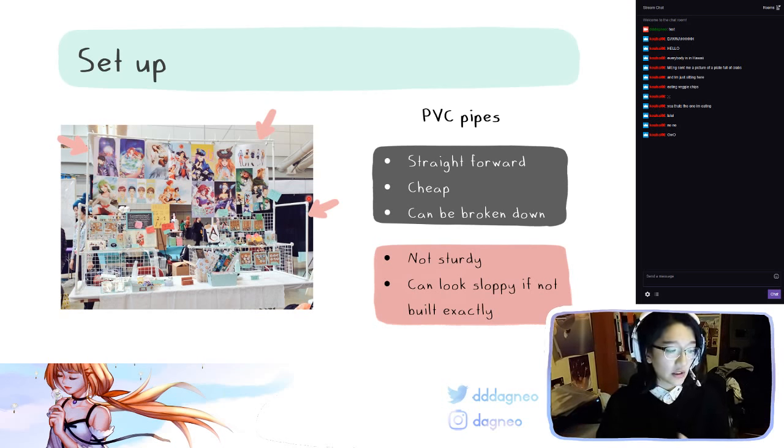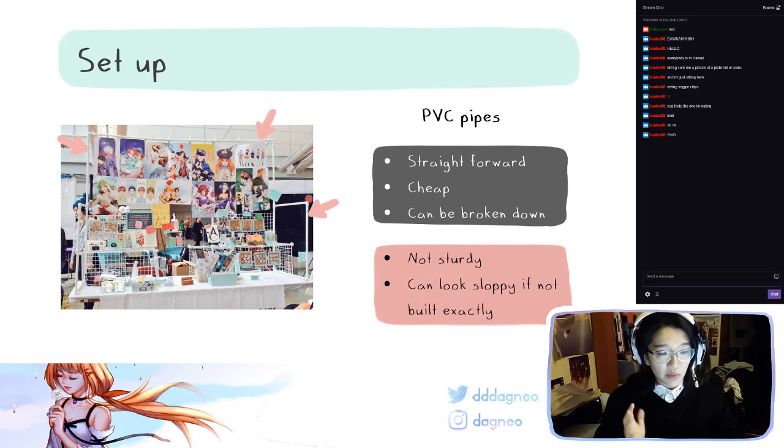So some of the really good advantages is it is generally really straightforward. It's just pipes and connectors. You just stick them together, and generally it holds. It is relatively cheap. I can't remember exactly how much they were, but I think one piece of 10 feet long, when I get them, they're maybe two, three, $4. It's relatively cheap, and they can really easily be broken down.